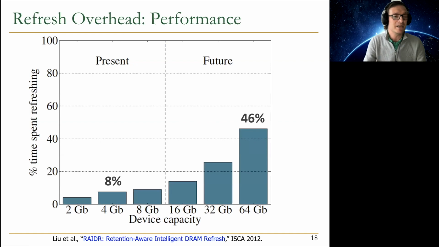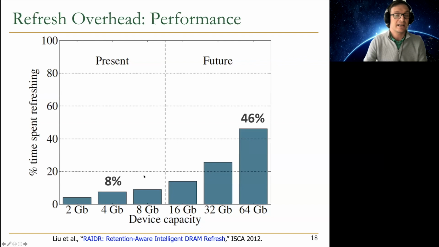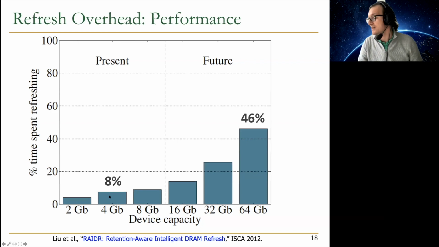Okay, so now let me give you some example overheads that we have calculated based on our research. So this is a bit old research. You can see that this is ISCA 2012. Today, actually, we have DRAM chips that have 16 gigabit capacity, I believe. At the time, the largest DRAM chips had 8 gigabits, meaning 8 billion of these cells that I showed you earlier. And this is the percentage of time spent refreshing. So at the time, with a 4 gigabit common DRAM chip, it was about 8%, which is not bad potentially, but it's still close to 10%, right?